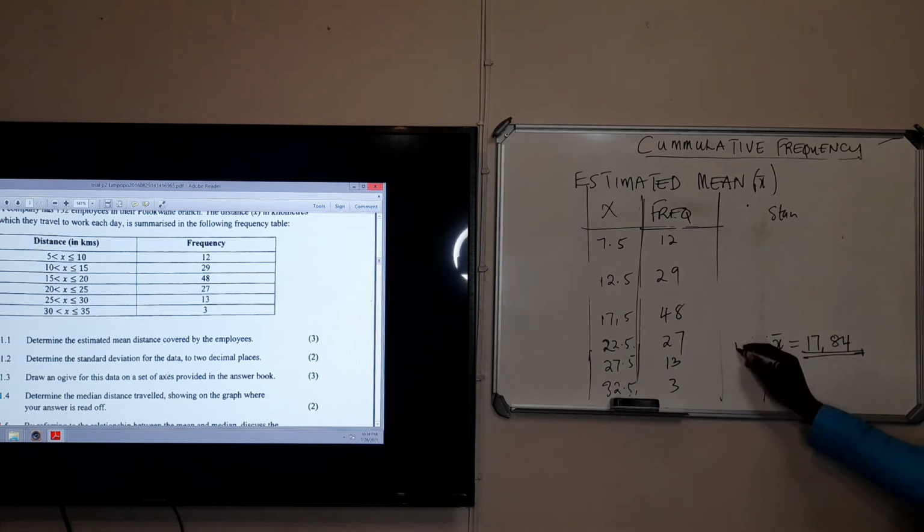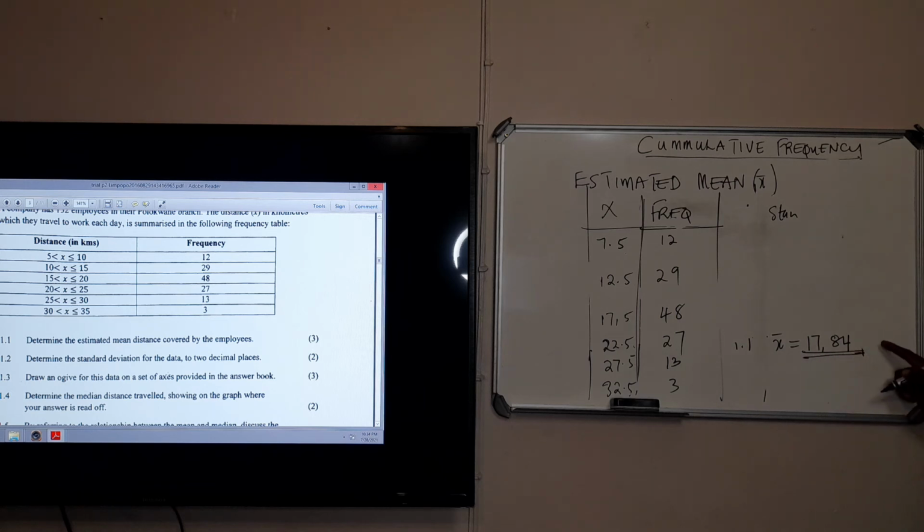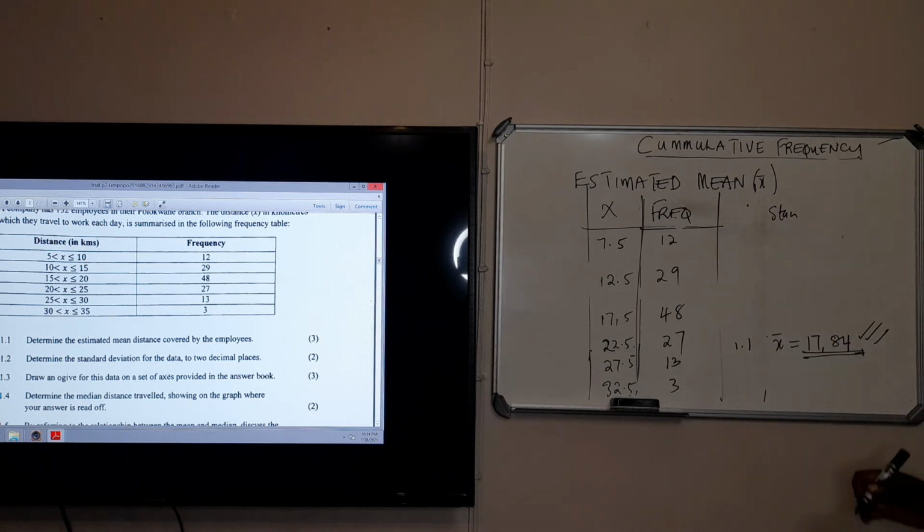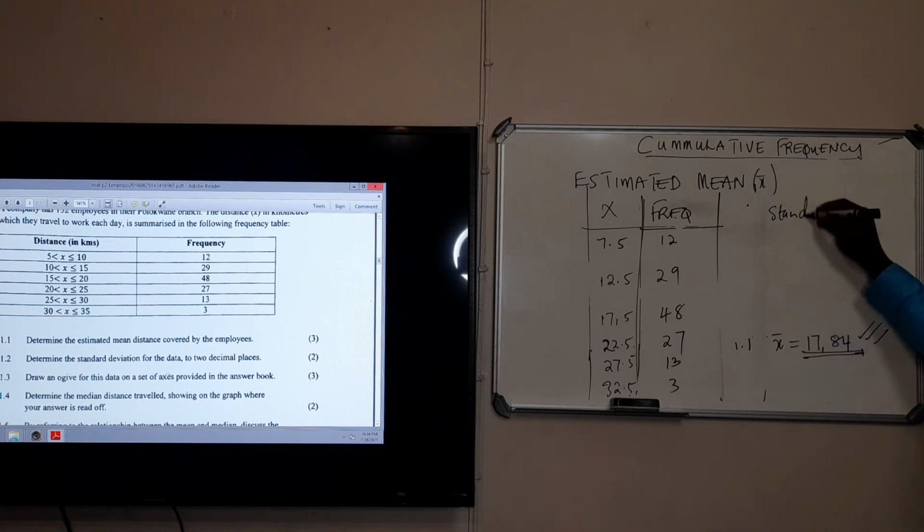So this is 1.1. Guys, when you write mean is 17,84, the examiner will give you all the marks. It's 3 marks. Calculator answer is allowed. Because before you get the answer, you go through the whole process, and then it brings you down. But you don't need to write all the process down. Just write the calculator answer, and it's 3 marks. Now, standard deviation is the same thing.